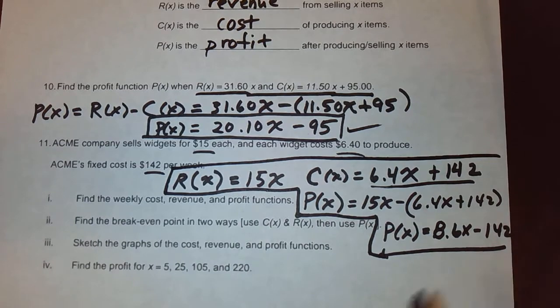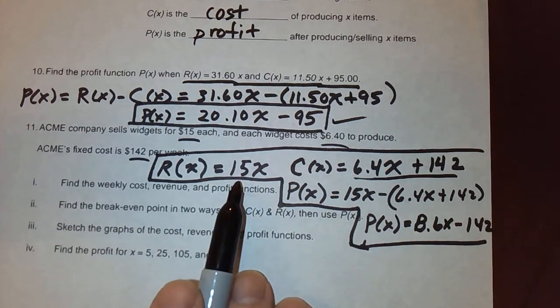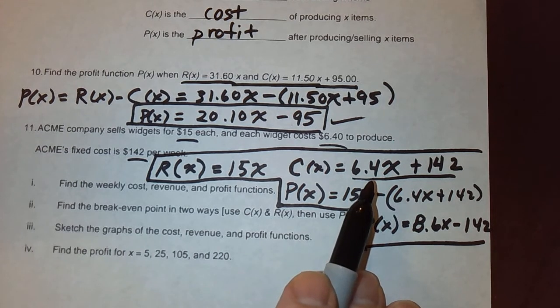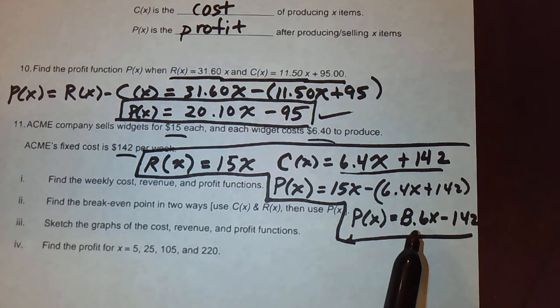There, I kind of boxed in all of the functions. The revenue function, R of X, is 15x. The cost function is 6.4x plus 142. The profit function is 8.6x minus 142.